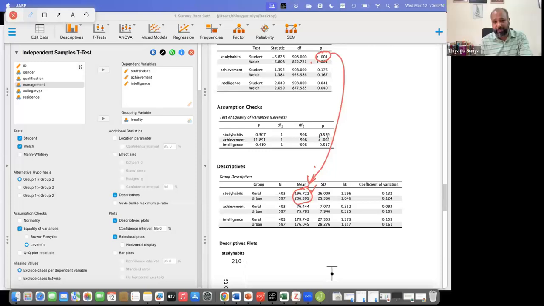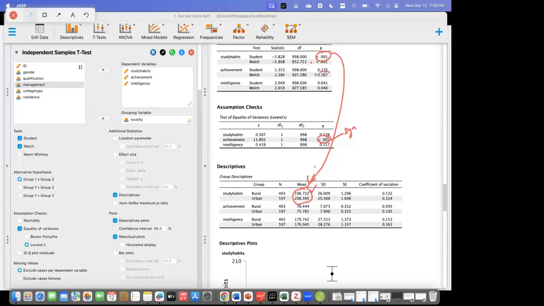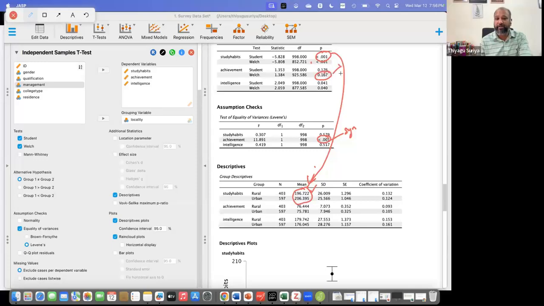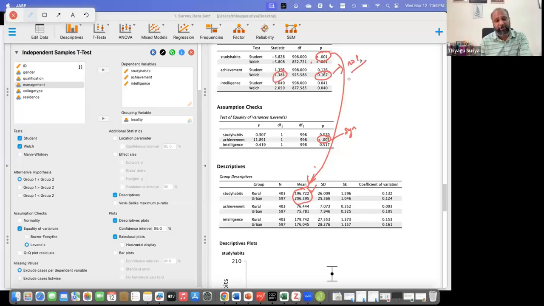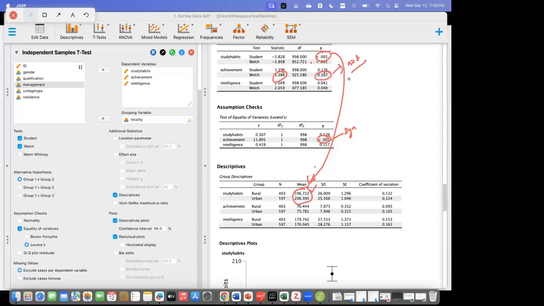Now, what about achievement? Is achievement significant or not significant according to Levene's test? It is significant. Then which one can we take, Welch or student t-test? You can take the Welch t-test. Is the Welch t-test significant or not significant? Not significant. Therefore, the null hypothesis fails to be rejected. Therefore, there is no significant difference, right?